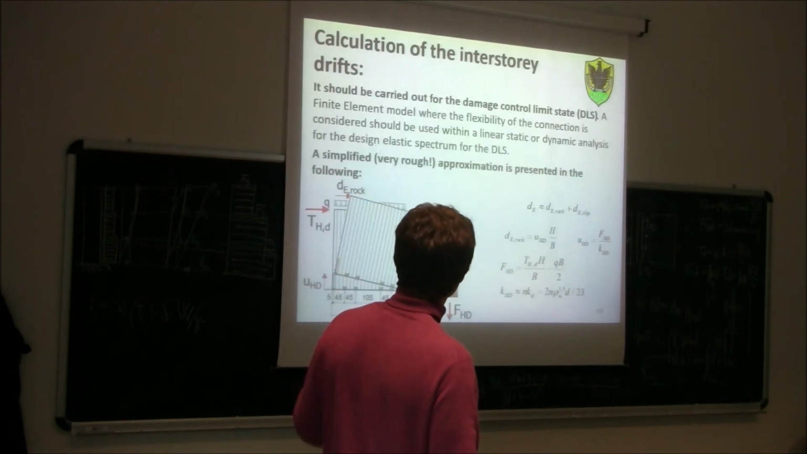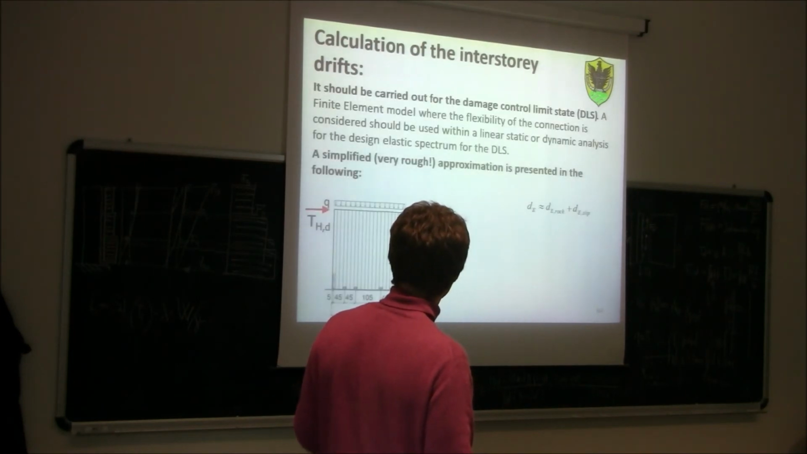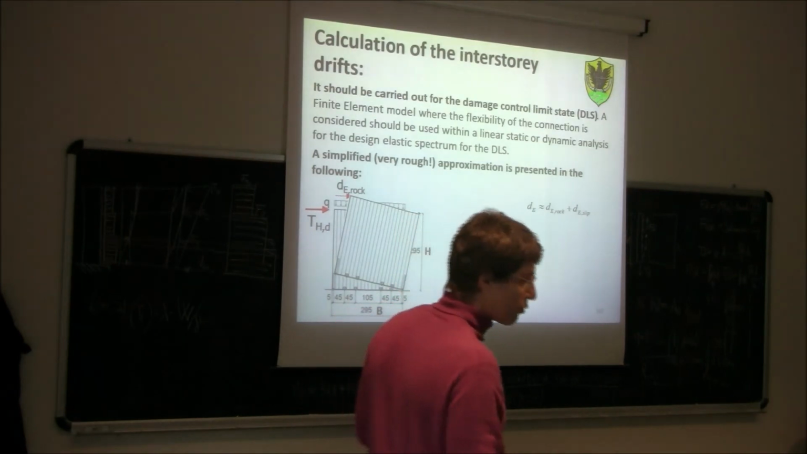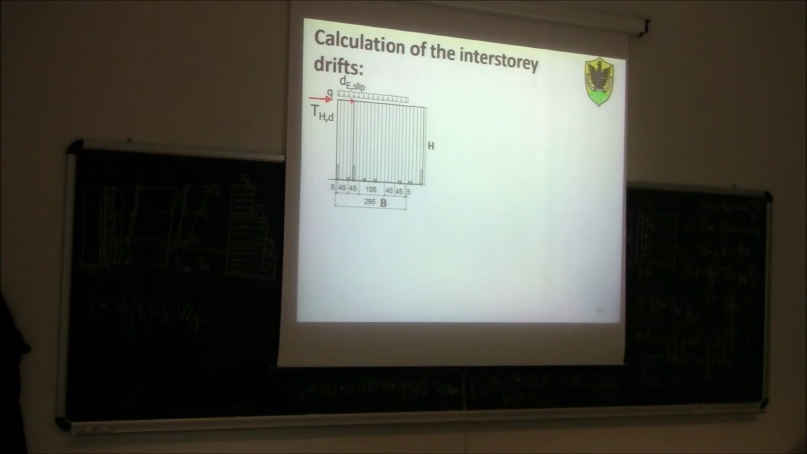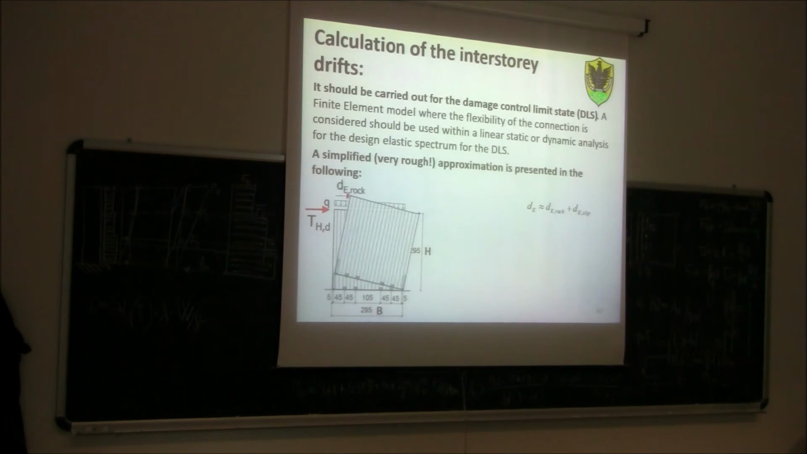Okay? Now, the total deflection that results from the superposition of these two displacement components will be given by the sum of the horizontal displacement due to the rocking deformation, dE rock, plus dE slip, which is the horizontal displacement due to slip. Now, how can we estimate dE rock and dE slip? dE rock, this horizontal displacement, is related to the uplift, the vertical displacement that I have at the hold-down location.